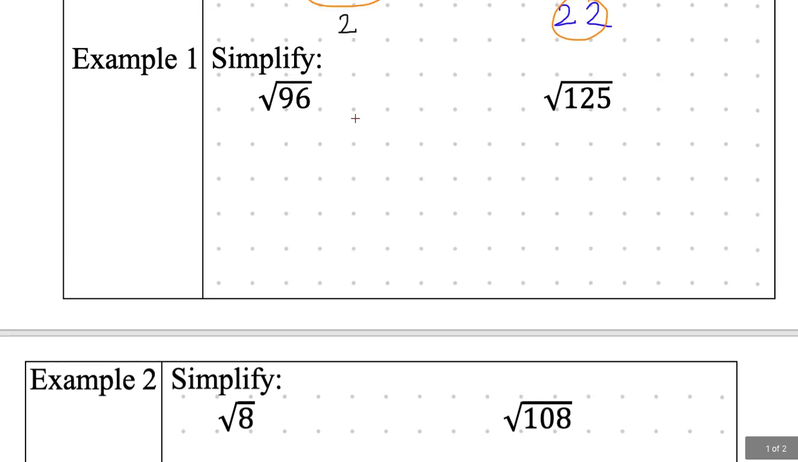Wait. It is not. It's a cube. Oh. Yeah, but not a square.